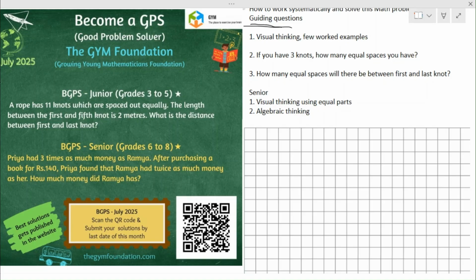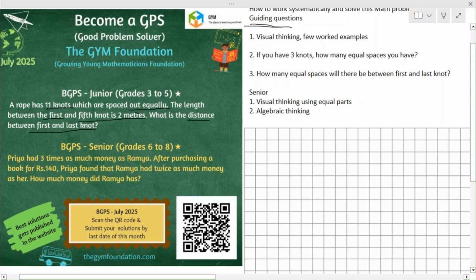Let's see first underlining the important keywords as we read. For the junior one, a rope has 11 knots which are spaced out equally. The length between the first and the fifth knot is 2 meters. What is the distance between the first and the last knot? So in this case, I have mentioned to apply visual thinking. Take a few worked out examples.